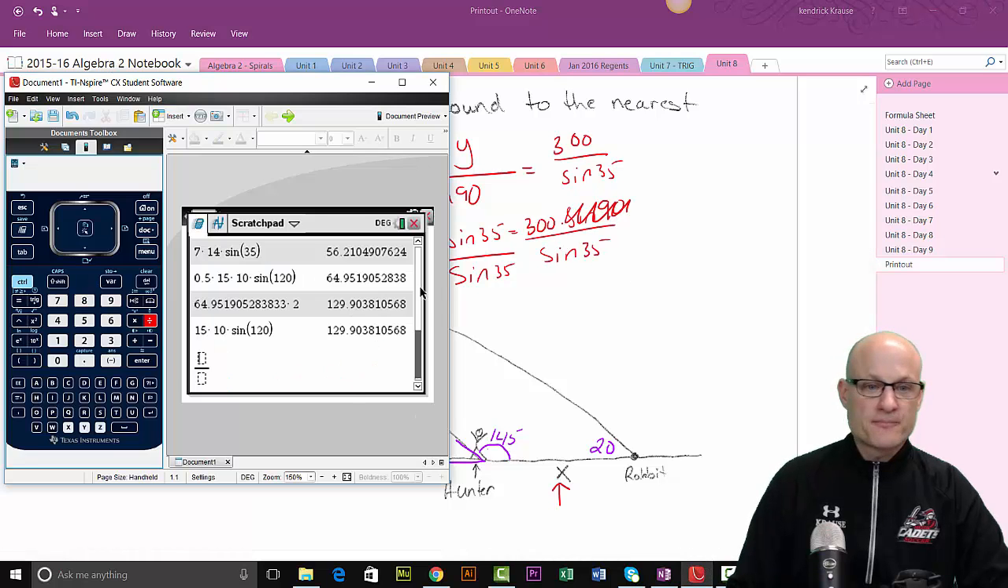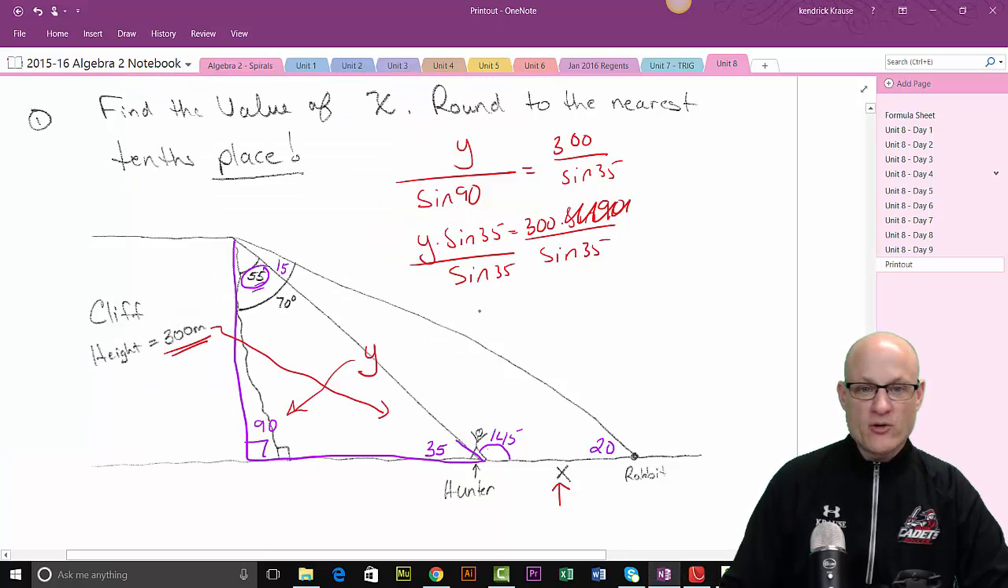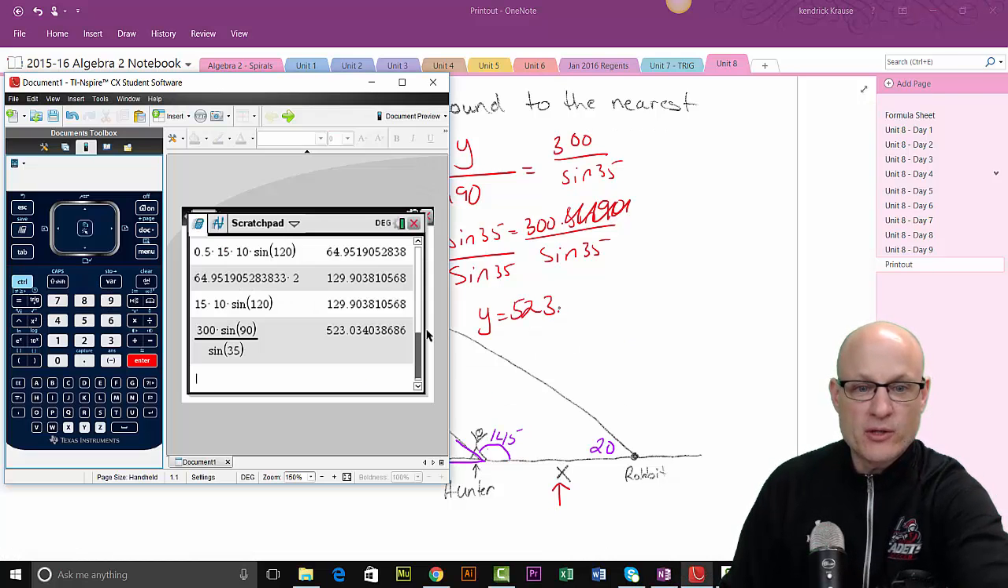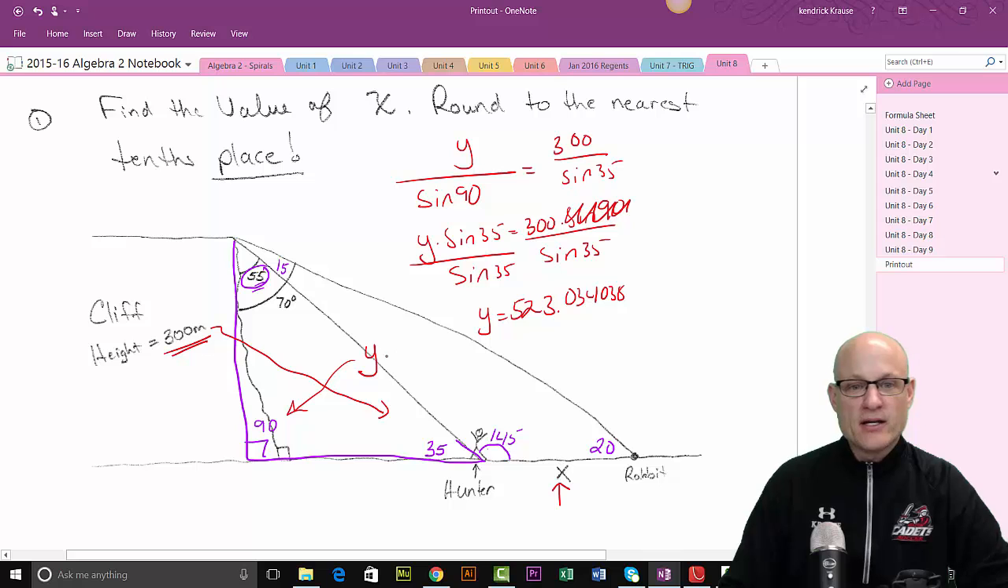So I come over to my calculator. I'm going to put in 300 times the sine of 90 all over the sine of 35. So 523 and that stuff. So I know that y is equal to 523. Now you're going to show me all your in-between work. 034, 038, 034, 038. So now I know y.